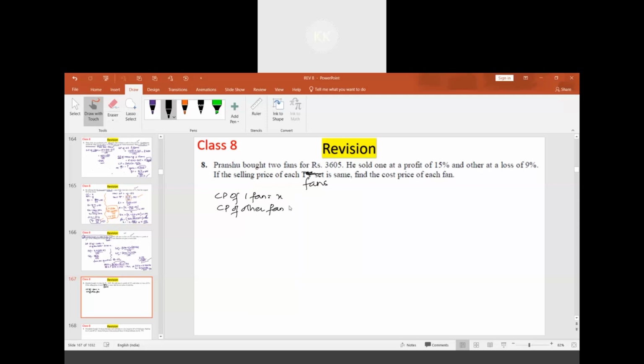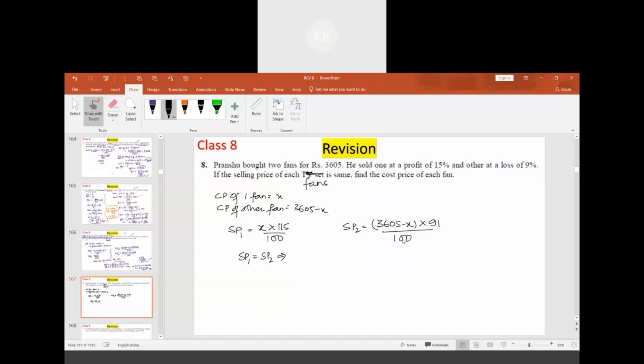So the selling price of one fan, we can consider X into 115 by 100. The selling price of the other fan is 3605 minus X into, there is a loss, so 9 should be subtracted from 100. This becomes 91 divided by 100. Now the selling prices are the same. SP1 is equal to SP2. We have to equate it.